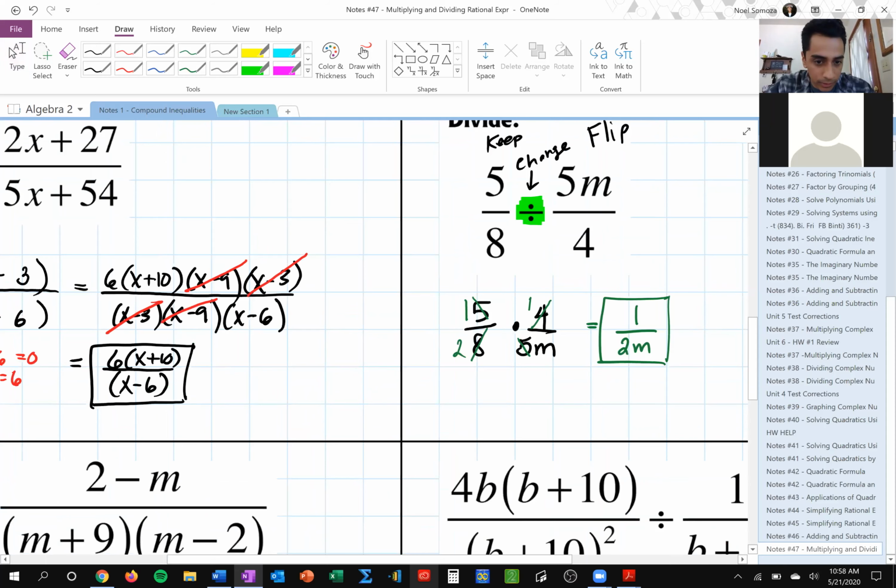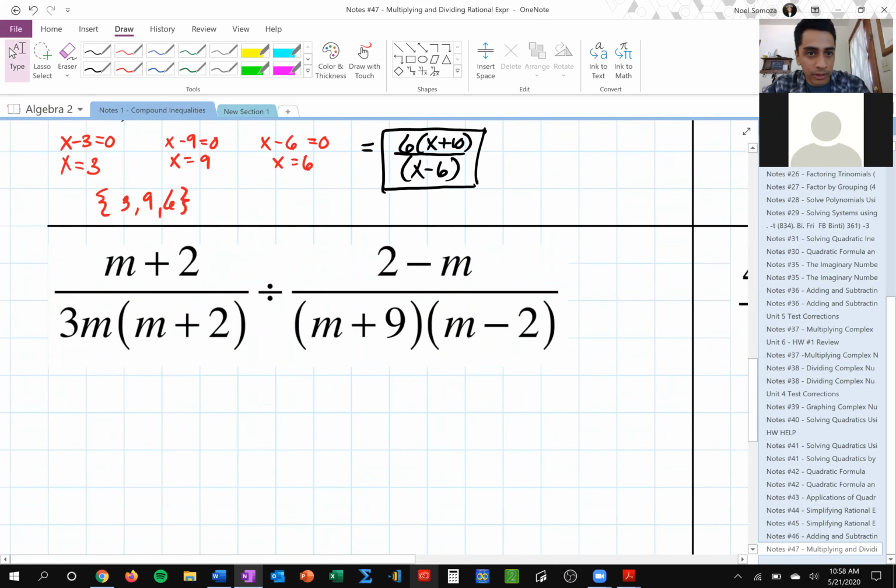Next one here. Okay, so here's something similar. Again, we're doing division, so you're going to want to do a keep, change, flip. Everything is factored at this point, right? So I think we're okay. So now let's keep, change, and flip. All right, let's see what we can get.